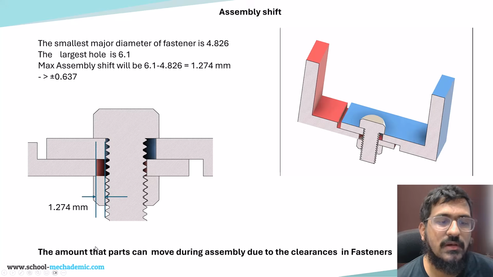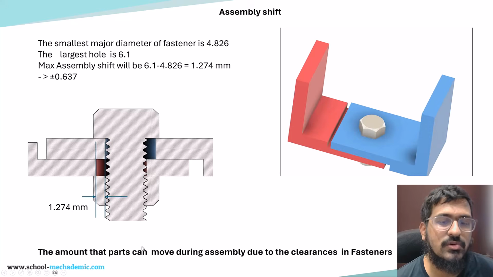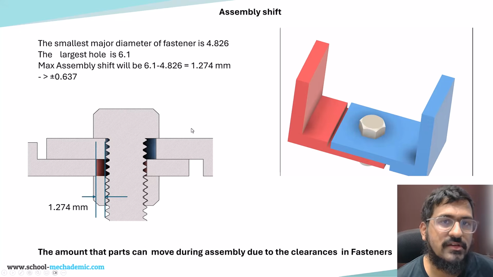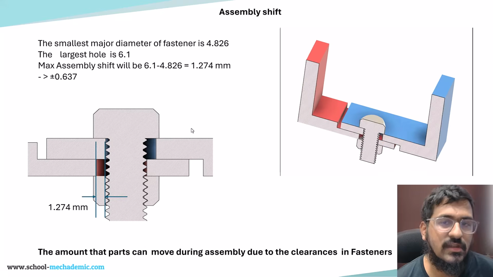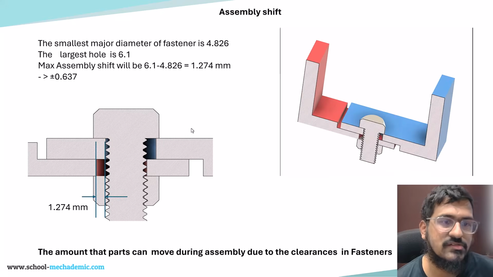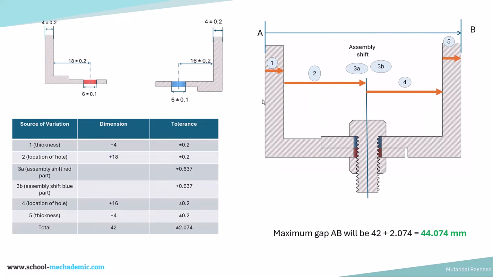So the amount the parts can move during assembly due to the clearances in the fasteners is nothing but the assembly shift. This is of course considering the worst case condition, that is when assembly takes place and the parts are assembled as wide apart as possible. It is in the worst case condition. Now with whatever data is available with us, we can create the tolerance stackup table, which is shown over here, which is listing down the sources of variations, the dimensions and the tolerances.